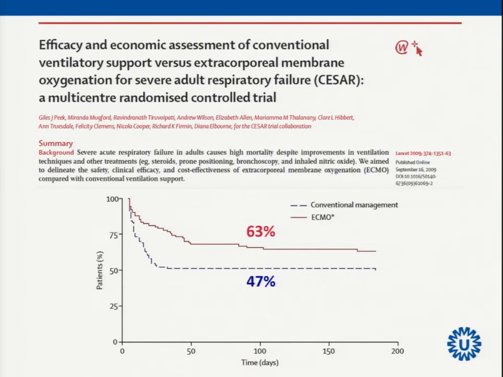This is the CESAR trial data, 36 to 47%, whereas you have to understand that in the CESAR trial, the patients have been transferred to an ECMO center, but not every patient received ECMO. So the comment on CESAR is that it is useful to transfer your patient to a center that has a good ventilation protocol and is capable of doing ECMO.